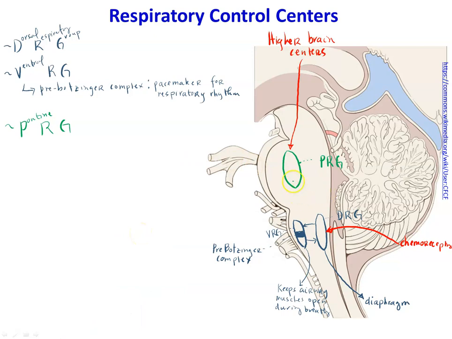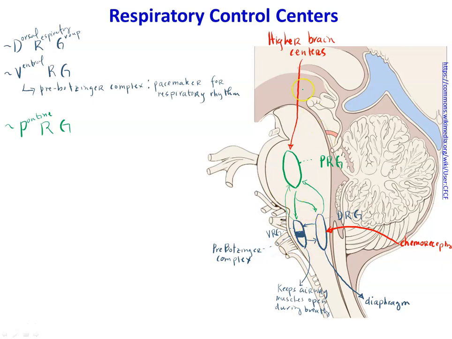Both the VRG and the DRG. And yes, there's communication back and forth. So I'll just draw some arrows like this so we're not confused. Okay. PRG can talk to the ventral and the dorsal respiratory group. They can all talk to one another.